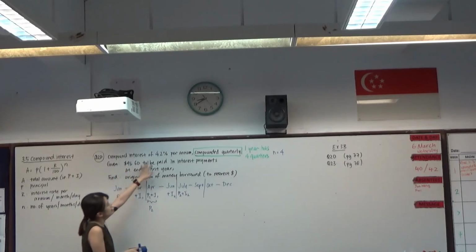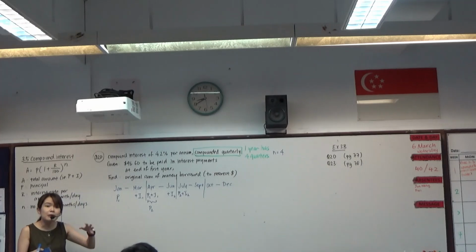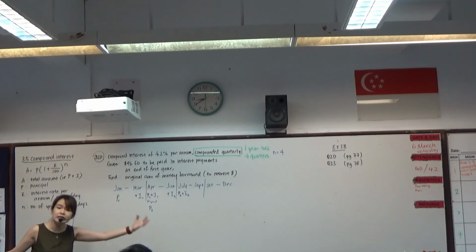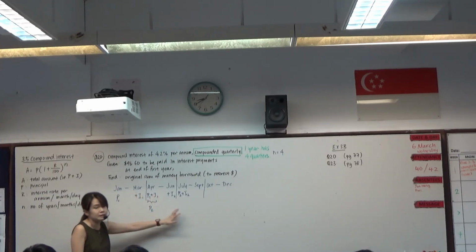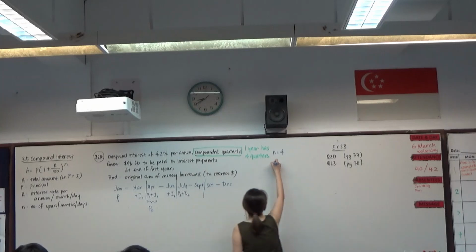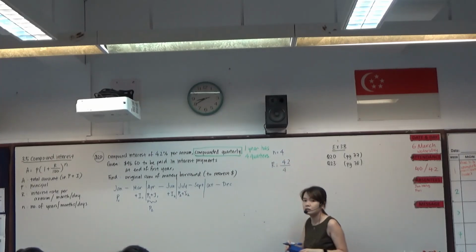The question says the rate is 4.2% per annum. So 4.2% per annum means that for 1 whole year, the entire rate is 4.2%. But since we're compounding quarterly, it means that our rate needs to be adjusted to take 4.2 divided by 4.